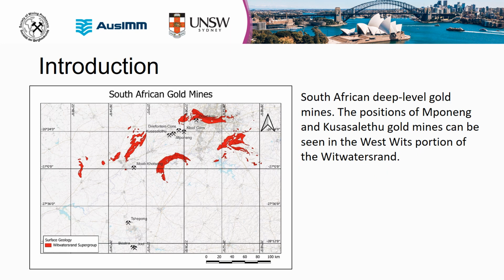This map shows the position of Mponeng and Kusasalethu gold mines. They are deep-level gold mines located in the WITS portion of the Witwatersrand.